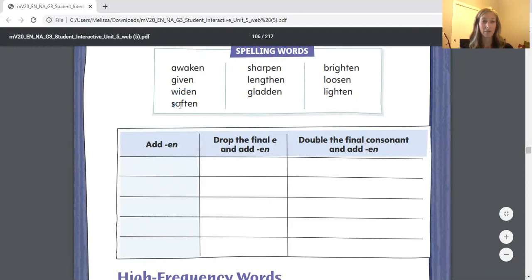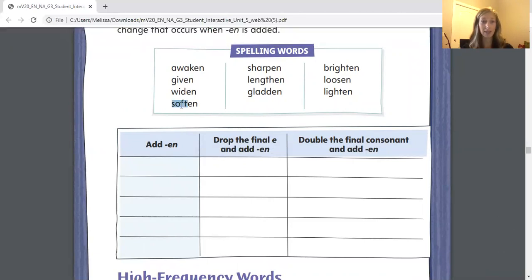Now we get to the word soften. Soft is our root word. We don't have an E at the end of that word. We have two consonants, F and T, so we add EN. So the word soften needs to go in this first column. Add EN. Same with the word sharpen. Sharpen should go in the first column because we have the word sharp, add EN. Same with the word lengthen. Our root word or base word is length. We add the suffix EN.